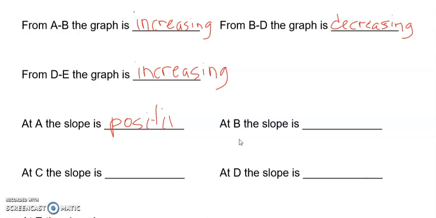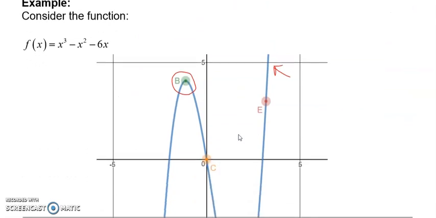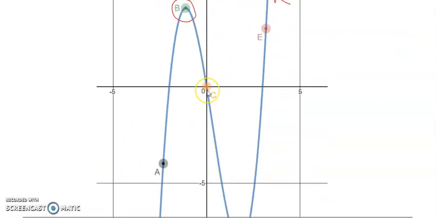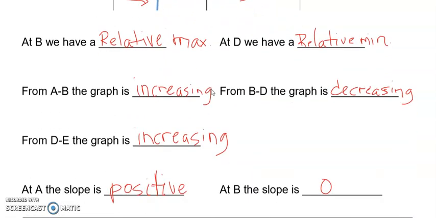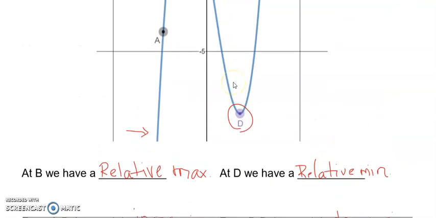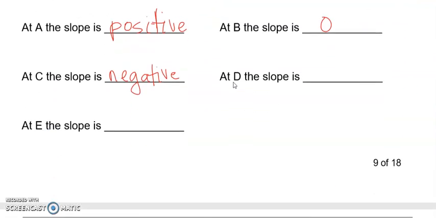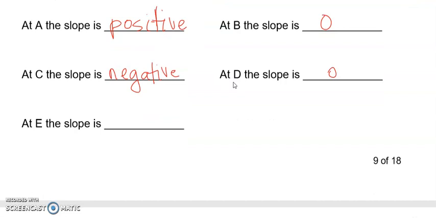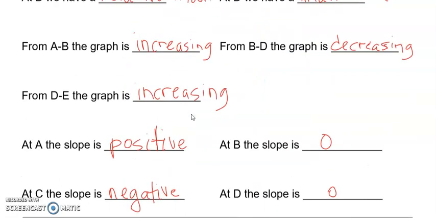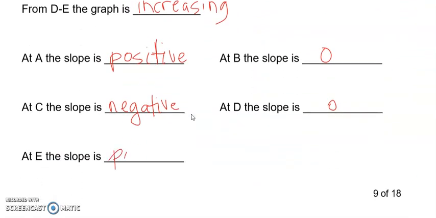And like I say, this is a little test that we can do to determine if there are maximums or minimums. At B, there's your max. If you were to draw a tangent line there, the slope is 0. At C, look at that. It's going downward. The slope is negative. And at point D, which is right at the very bottom again, it's a relative minimum. The slope is 0 once more. And at E, you can see the graph is increasing again. The slope would be positive.